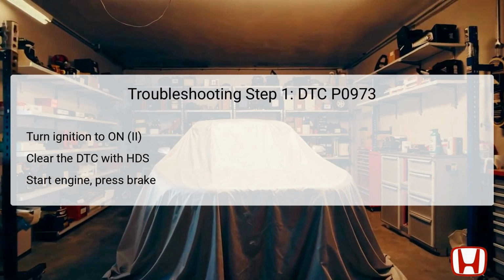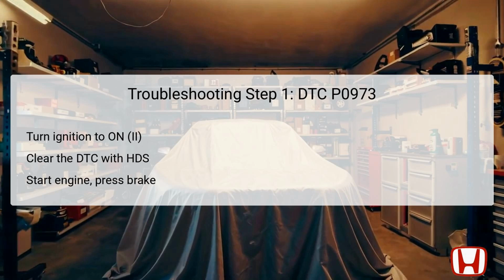To begin troubleshooting DTC P0973, first turn the ignition switch to the on position, which supplies power to the vehicle's electrical systems without starting the engine just yet. Next, use the HDS, or Honda Diagnostic System, to clear the DTC stored in the vehicle's computer. This step erases any previous error codes, allowing you to gauge if the issue is ongoing.